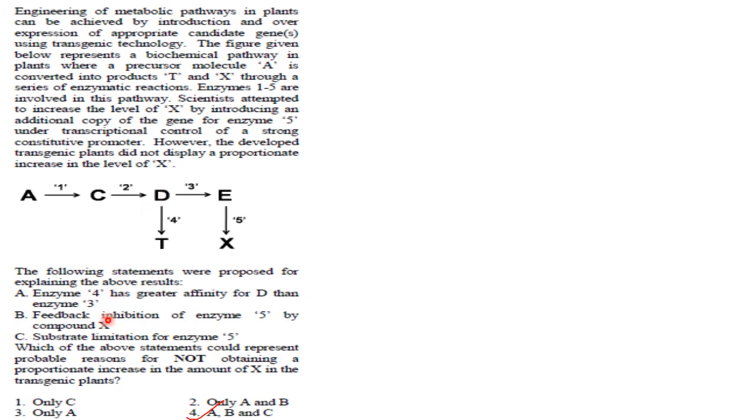The next one: feedback inhibition of enzyme 5 by compound X. That also may be one of the reasons why you got a lesser concentration of X. Substrate limitation for enzyme 5. I told you already when I explained that enzyme 4 had greater affinity for D than enzyme 3. So the answer here is A, B and C. Option 4.